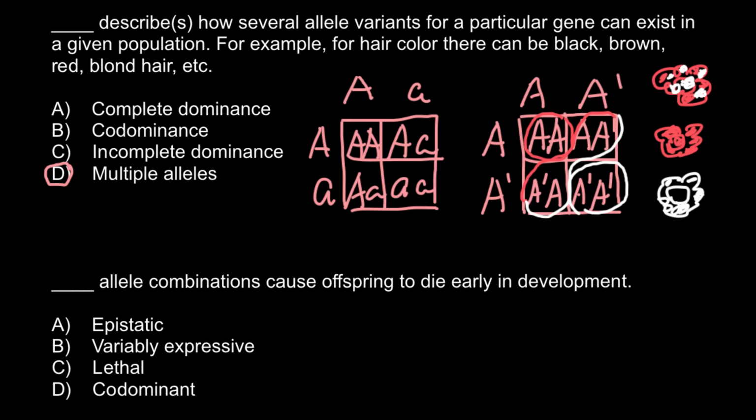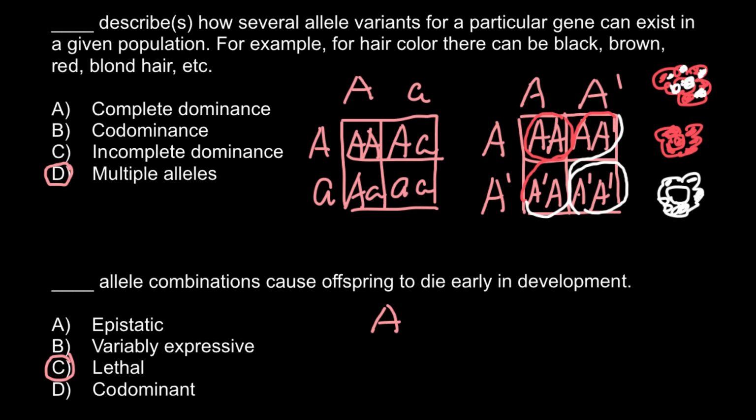And the next question is also very easy. Blank space here, allele combinations cause offspring to die early in development. And here are the four answers to choose from. And as you see, the most obvious answer is answer C. An example would be dwarfism in humans. This genetic disorder is caused by a dominant allele. So, for example, dominant allele A.